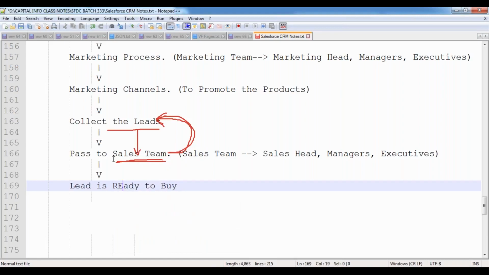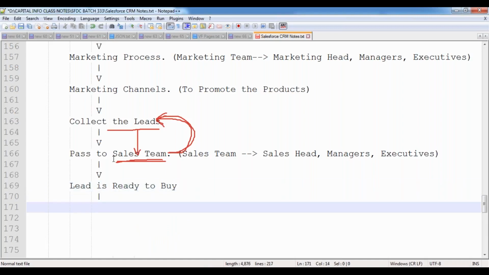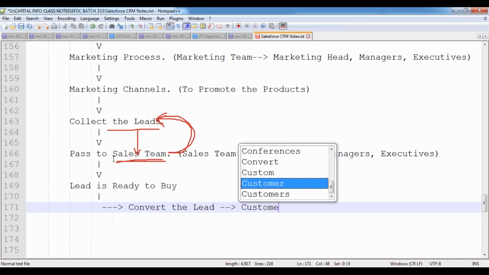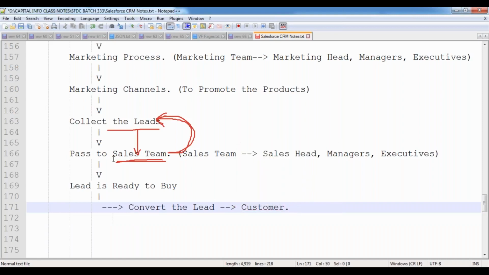Once the lead is ready to buy the product, then we are going to convert the lead as a customer. Then we will convert the lead as a customer. That means here we are converting that lead as a customer.